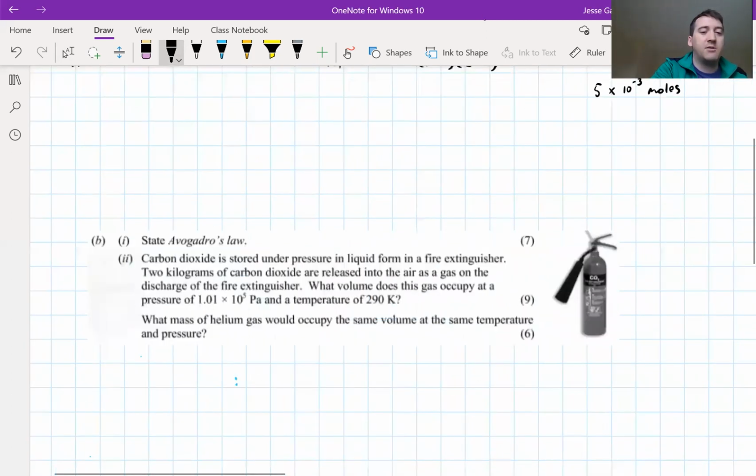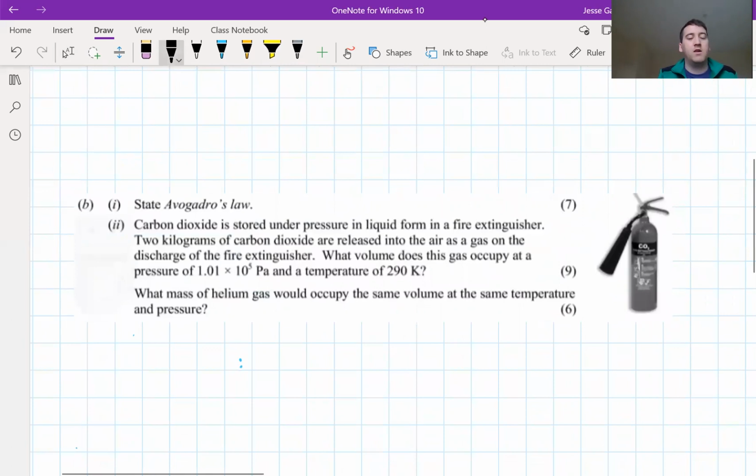All right, going to the next bit. Let's look at the next question. All right, so a bit more here. This is worth 22 marks. So nearly half a question. You've got about 10 minutes here, just under 10.